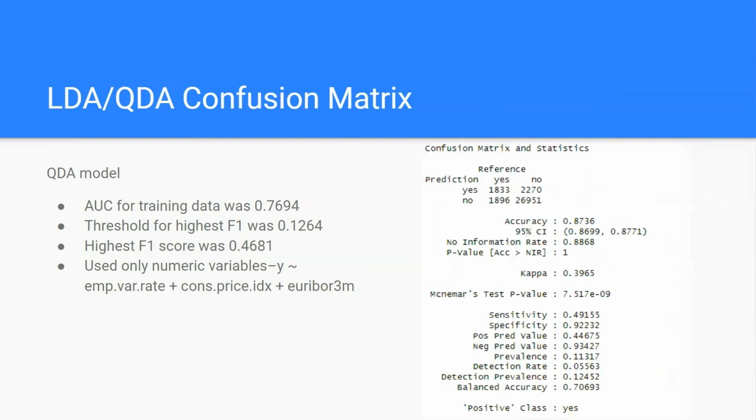Next, we looked at the QDA model. We got the AUC for our training data to be about 76.9%. The threshold for our highest F1 score was about 12.6%, and our highest F1 score was 46.81%. Like the prior LDA model, we also used only the numeric variables from our simple logistic model for the data.